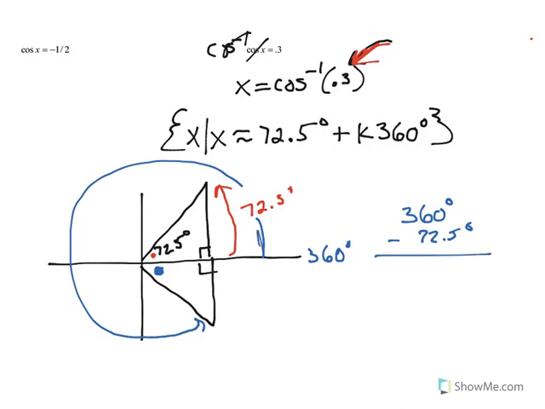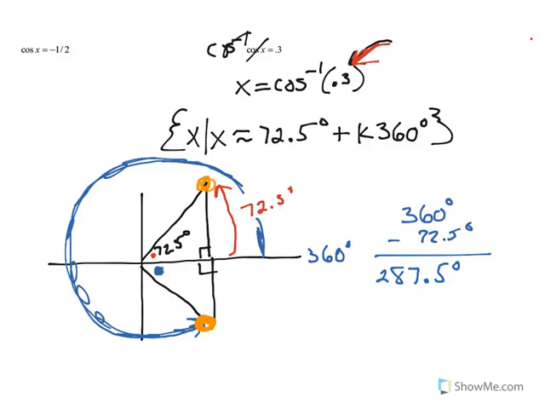and see what that rotation is in a positive direction starting from 0 going the long way all the way to here. So do 360 minus the 72.5. And if you do that, you should get 287.5 degrees. So 287.5 degrees is the other solution point.